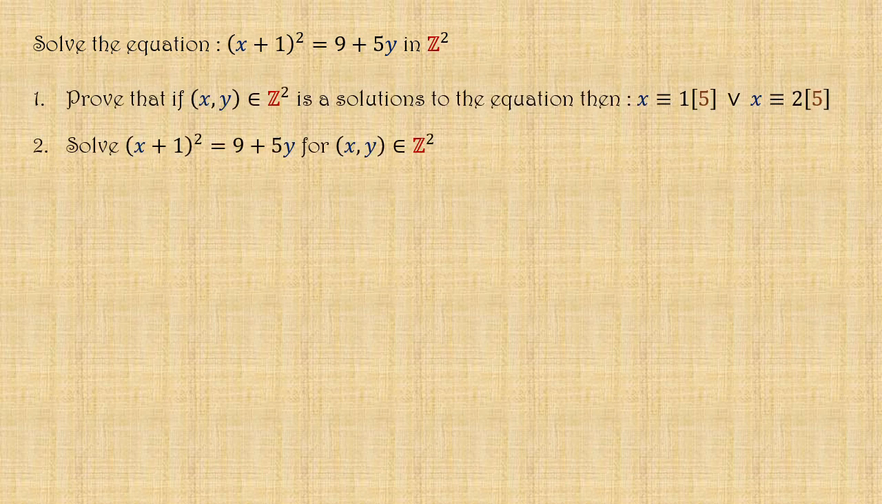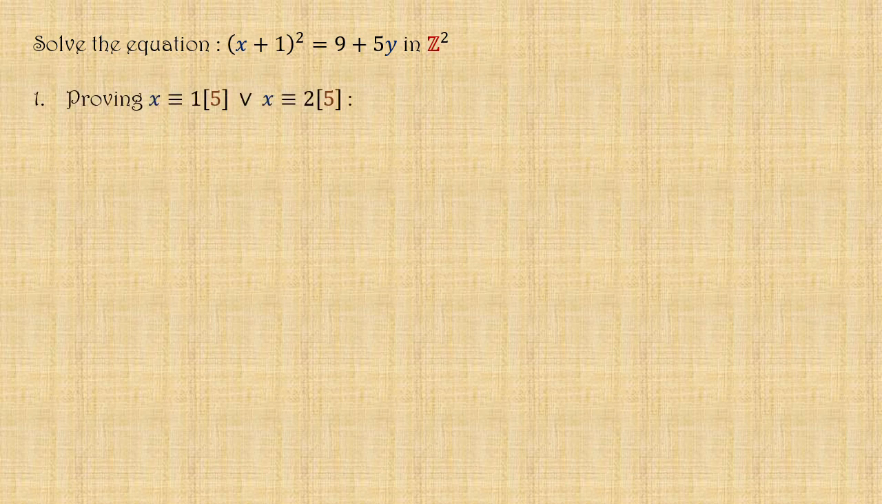In the first step, we will prove that if x and y are integer solutions for the equation, then x is either congruent to 1 modulo 5 or 2 modulo 5. And then, in the second step, we will solve our equation for integers x and y. So let's start by proving that x is either congruent to 1 modulo 5 or 2 modulo 5.